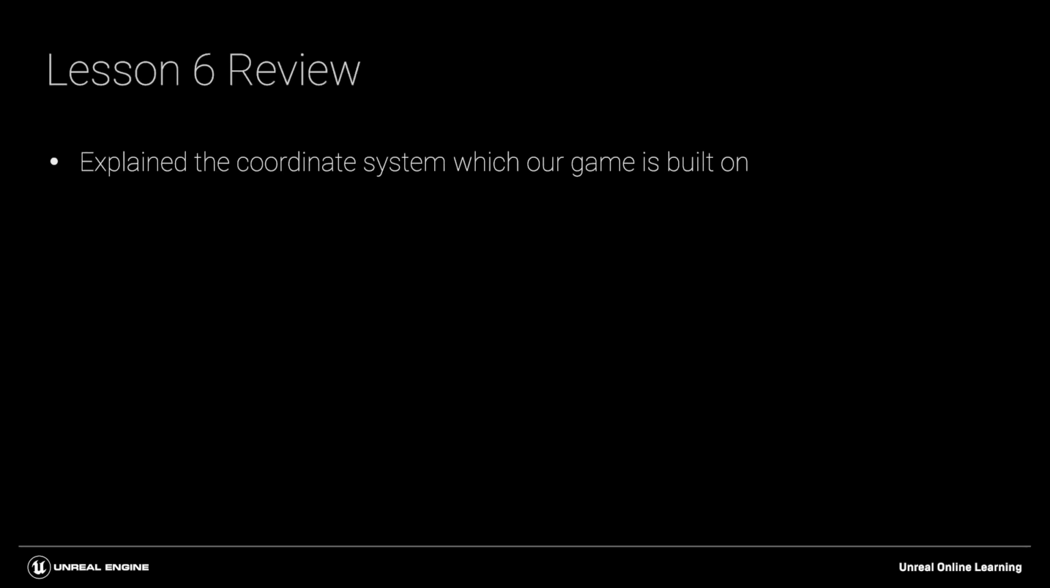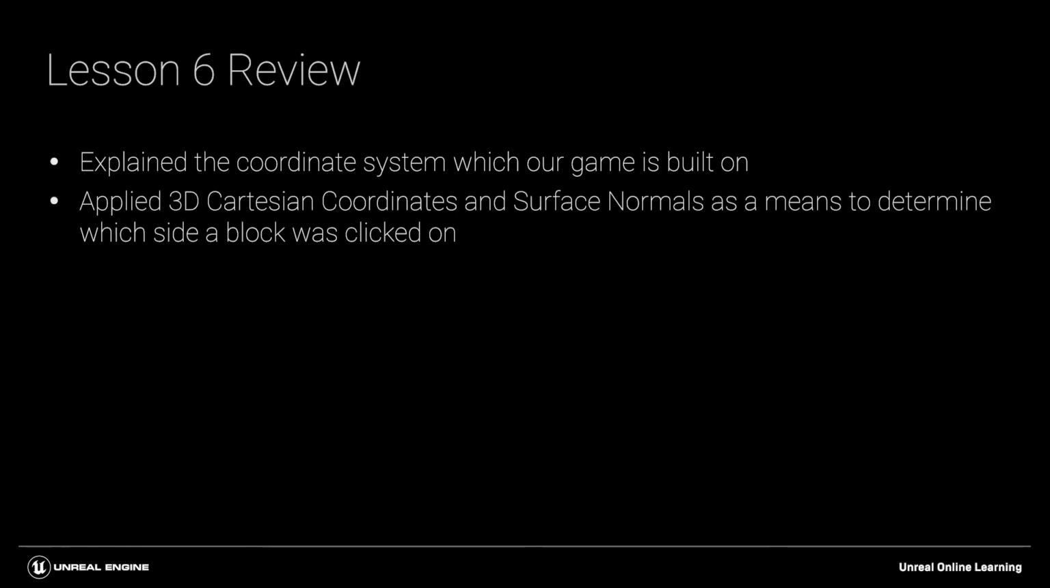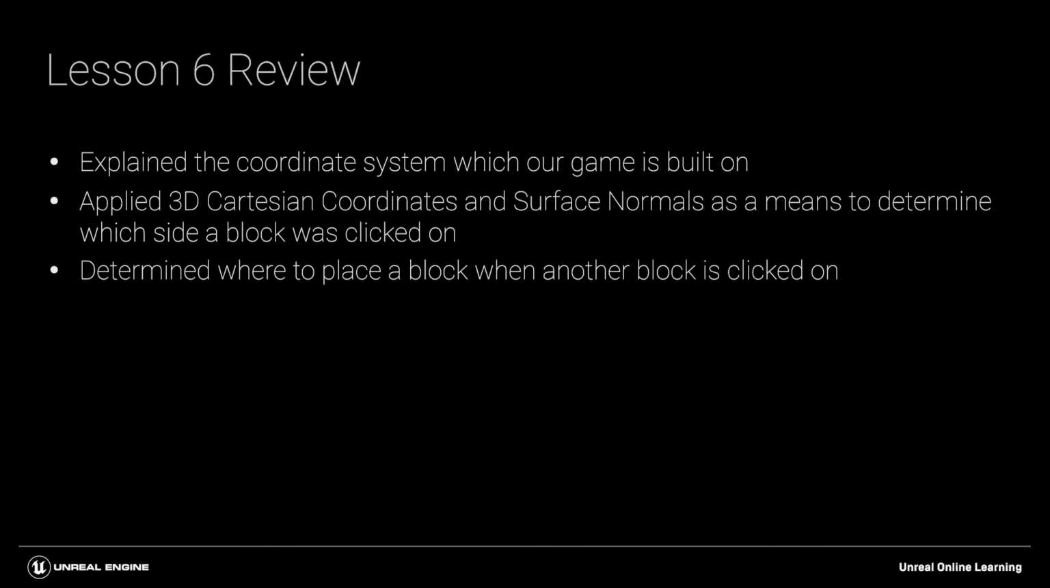In this module, we explained the coordinate system in which our game is built on. We applied the 3D Cartesian coordinates and surface normals as a means to determine which side of a block was clicked on. We determined where to place a new block when another block is clicked on.